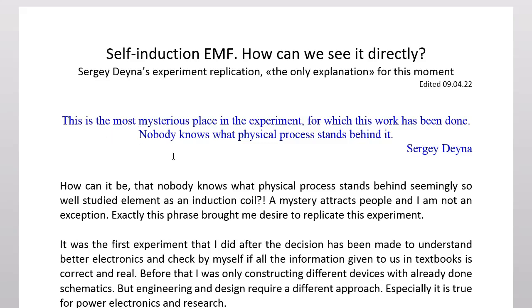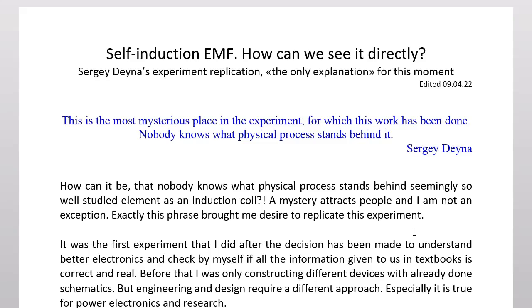This is the most mysterious place in the experiment for which this work has been done. Nobody knows what physical process stands behind it. Sergey Deyna. This is a quotation from the original experiment. How can it be that nobody knows what physical process stands behind such a seemingly well-studied element as an induction coil?